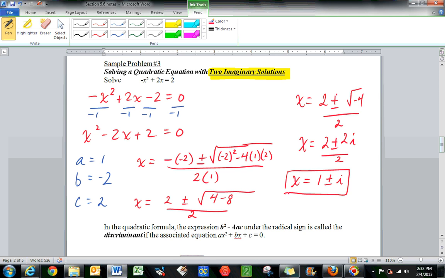So that is 3 examples of using the quadratic formula when you have different types of solutions. In the next video, we're going to talk more specifically about those types of solutions and how you can identify them before you actually start to do the work.